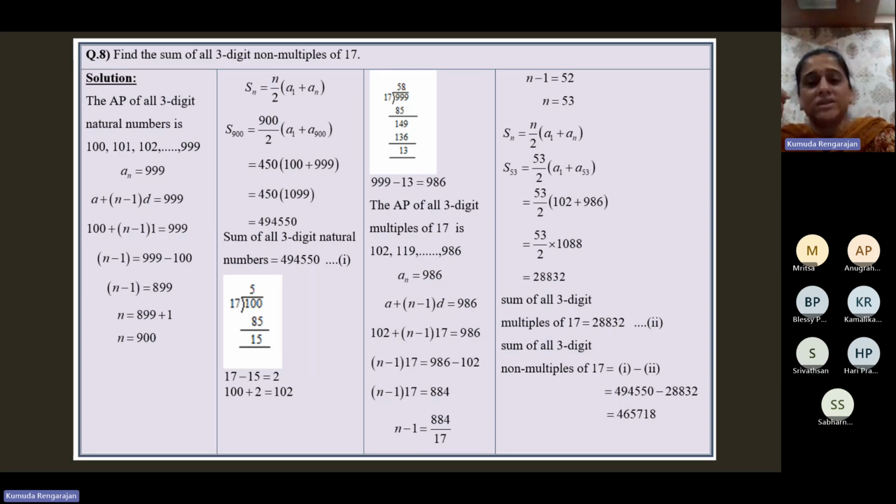That's why we find the sum of all 3-digit natural numbers. Step 1. Step 2, we generate the AP of all 3-digit multiples of 17. That will form an AP. Find the sum. The difference between these two will give you the sum of all 3-digit non-multiples of 17. Very simple. But you need to be very careful, very accurate with your calculations.